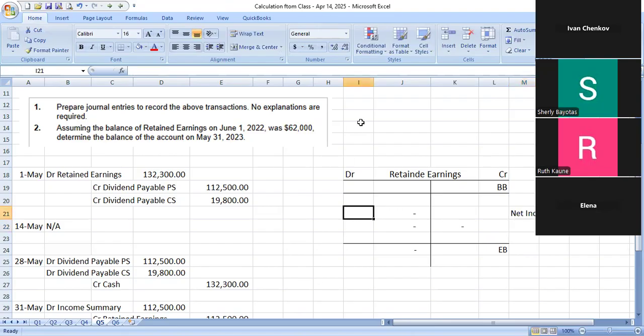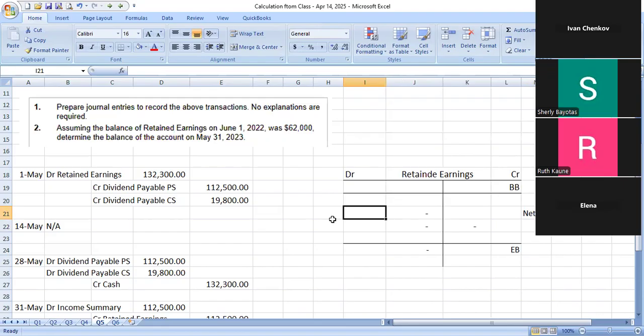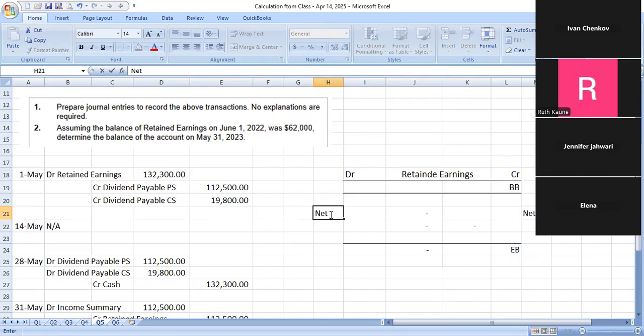And what's going to reduce this account? Opposite. What's the opposite of the net income? Net loss. And what else? From where we get the dividend? From which account we get the dividend? From the retained earnings, correct? So dividend also is going to reduce the retained earnings.